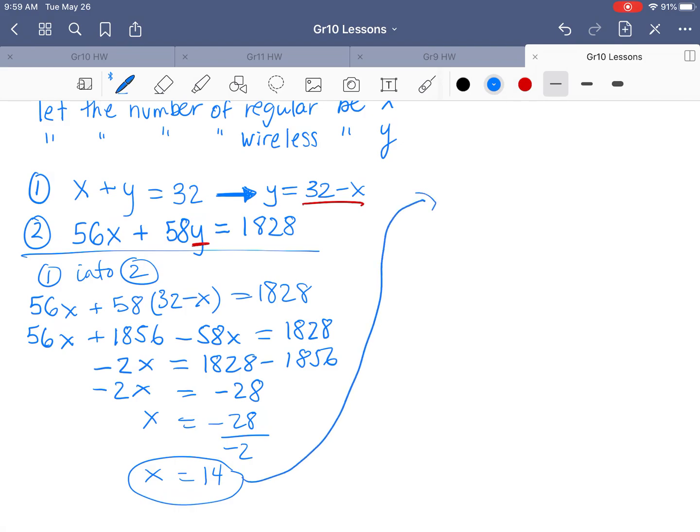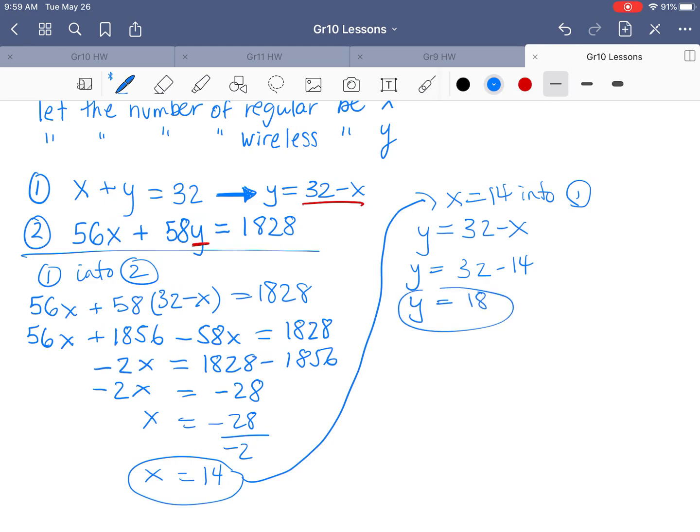Now that we have that, we can substitute it into the other equation. We did 1 into 2, so now we need to put X equal to 14 into equation 1. I'm going to do it into the second version of equation 1 because it already has Y isolated for me. 32 minus 14 gives us 18. Now we have X and we have Y, and we can answer our question about how many of each type were sold. Therefore, 14 regular earbuds and 18 wireless.